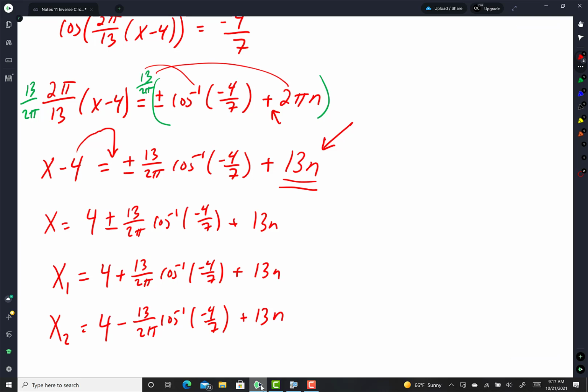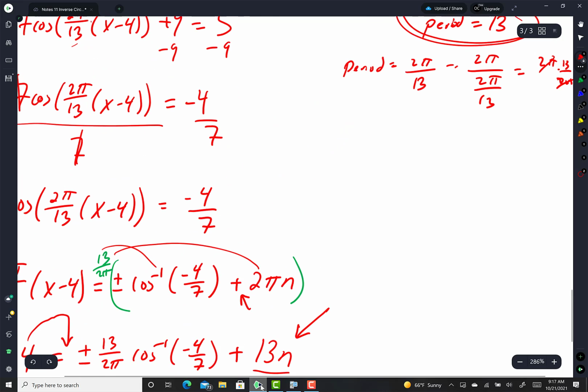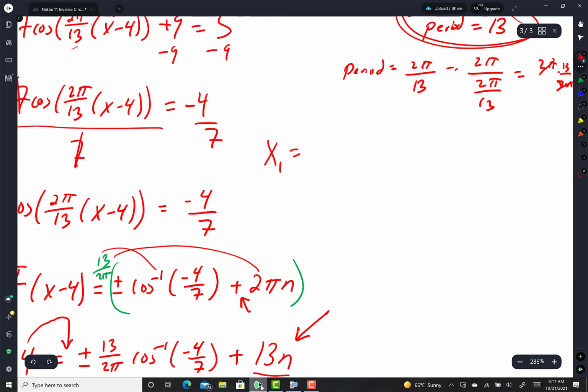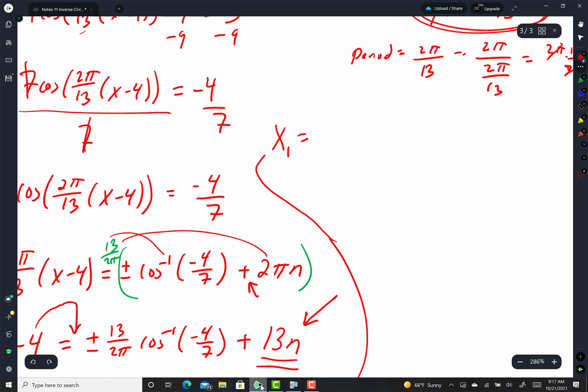Are we still cool? I take my calculator, and I'm going to go ahead and type this. I want it to look verbatim. Don't worry about the 13n. That's just how often it repeats. I'm just going to type this part into my calculator, and I'm going to write it right here. x1 equals, let me put an arrow, because I'm running out of space here, guys.